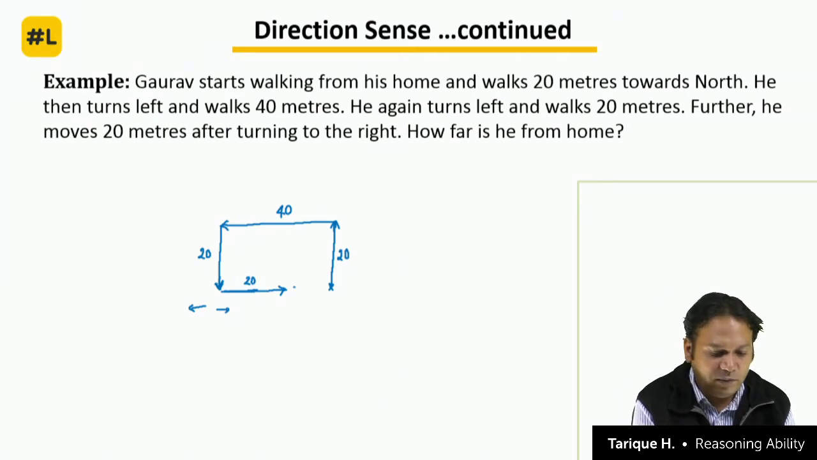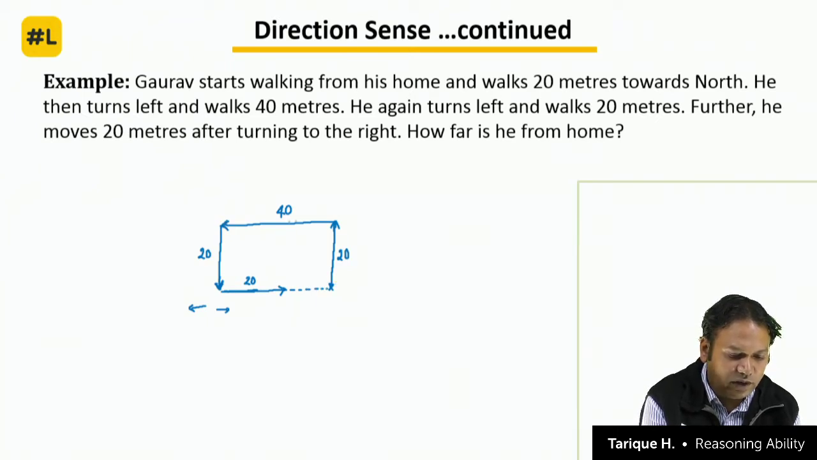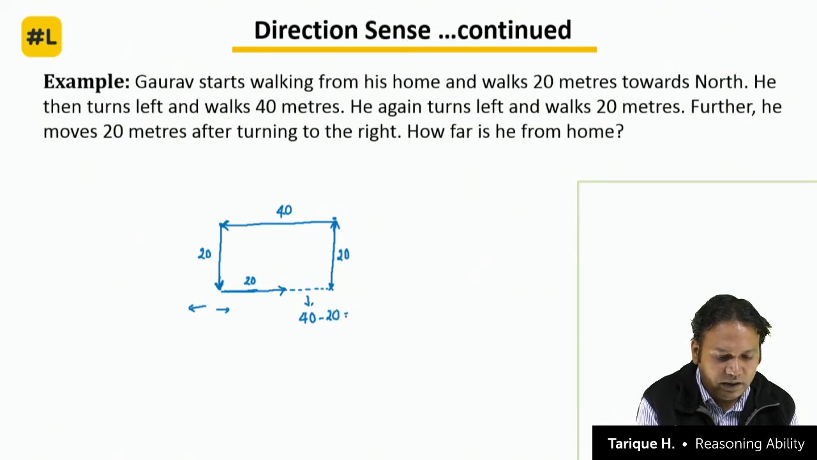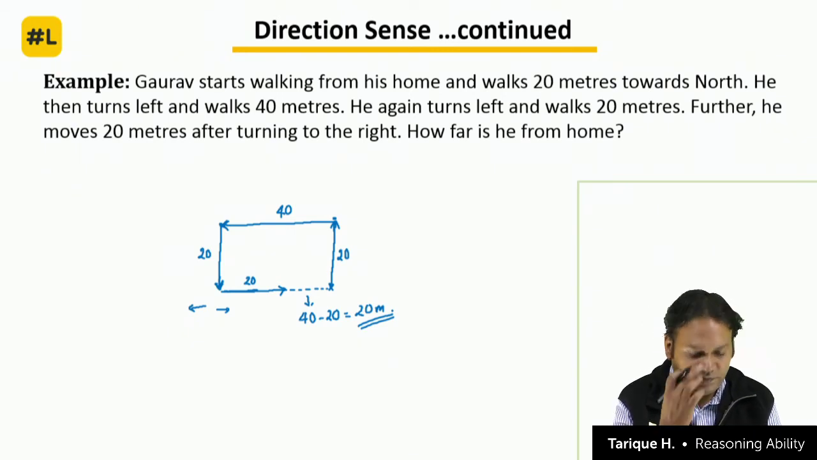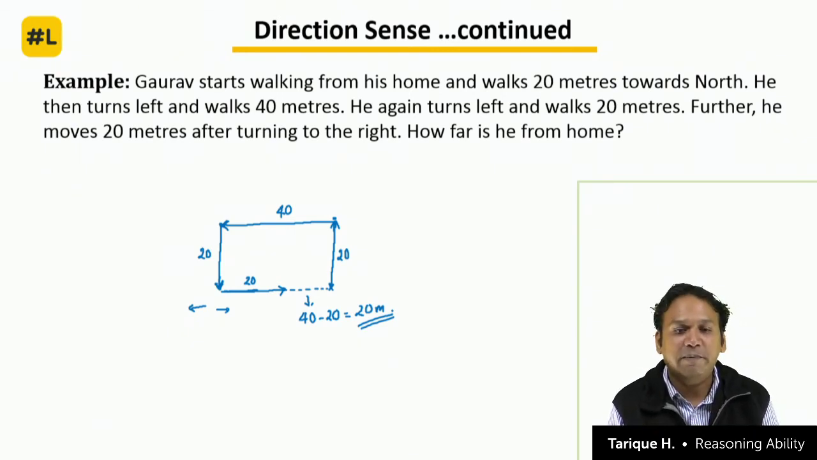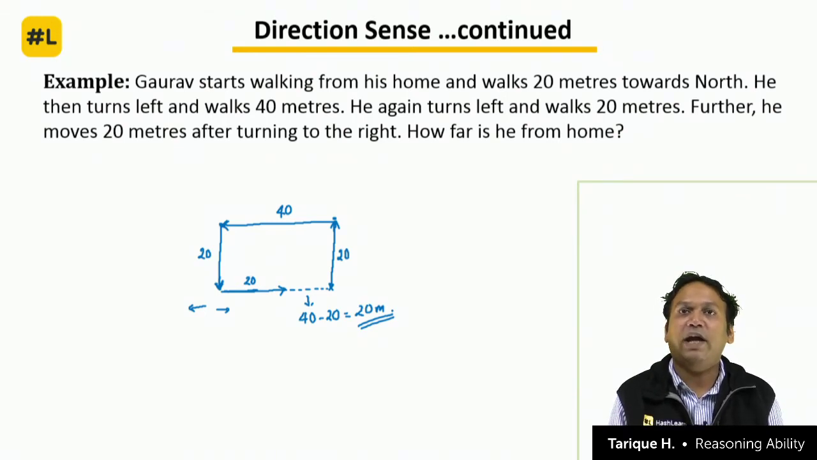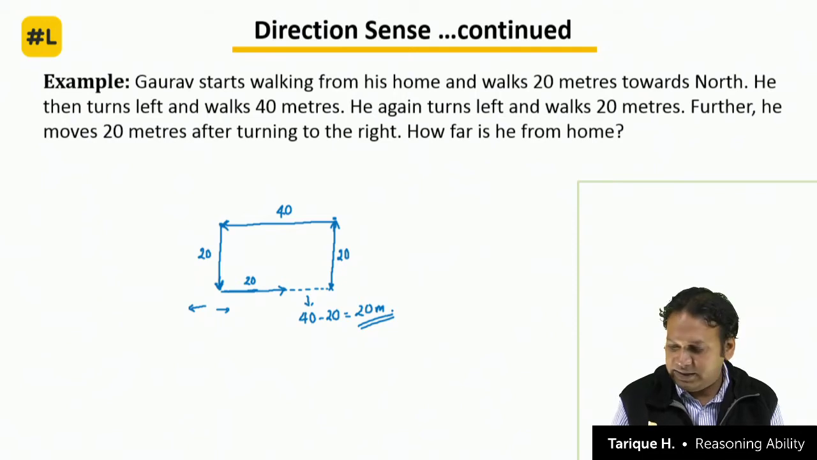How far is he from his home? So what is this distance from here to here? Total distance is 40 from this point to this point. This is 20. So this distance we can say is 40 minus 20, that is 20 meters, right? So that's how we solve normal basic questions from direction sense. That is the first example that we have taken. We will take some more examples and see what varieties of questions can come from direction sense.